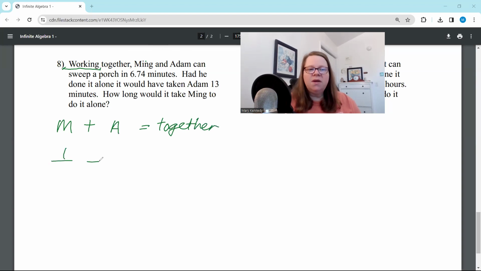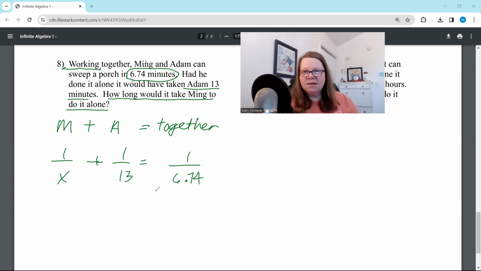So I know it's always 1 over something plus 1 over something equals 1 over something. That's always the template or formula for how you'll set these up. Then you put the amount of time it would take Ming individually. In this case, that's the question, so that's X. And A stands for Adam, and it takes him 13 minutes to do the job of sweeping the porch. Together they can do this job in 6.74 minutes. So that is together.